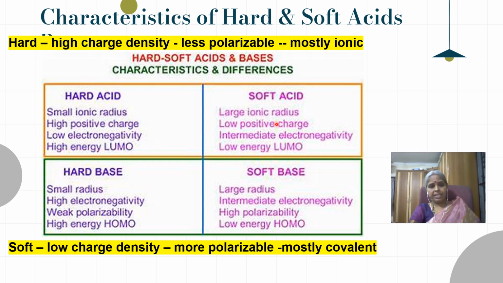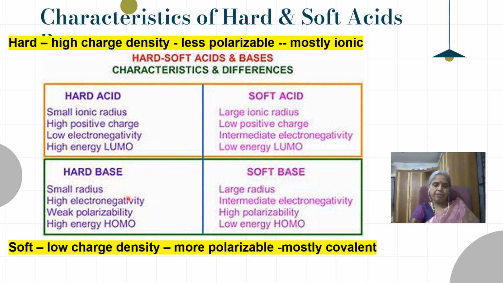What is a soft acid? Soft means large. Hard means small, much charge, it will form ionic compounds. Soft means big size, polarizable, it will form covalent compounds. So soft acids have large ionic radius, low positive charge, intermediate electronegativity, and low energy LUMO, lowest unoccupied molecular orbital. Soft bases have large radius, intermediate electronegativity, high polarizability, and low energy HOMO. These are the characteristic features of the soft acid and a soft base.